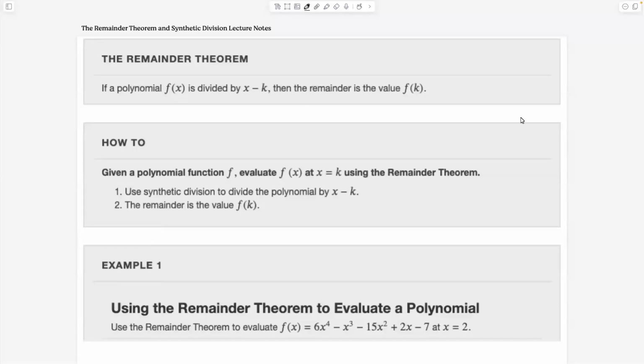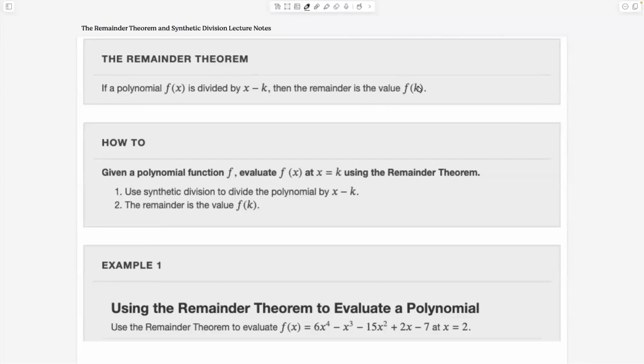Okay, let's talk about the remainder theorem. The remainder theorem says you get yourself a polynomial. If you want to evaluate that polynomial at some value, another way you could do that is divide that by this linear factor, divide your polynomial by x minus k. Whatever remainder you get is the same as the function evaluated at that number.